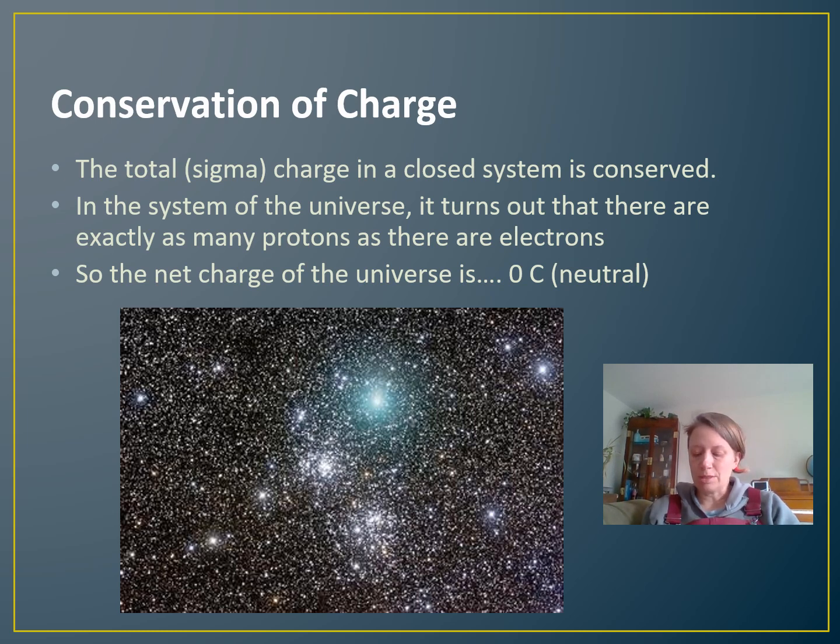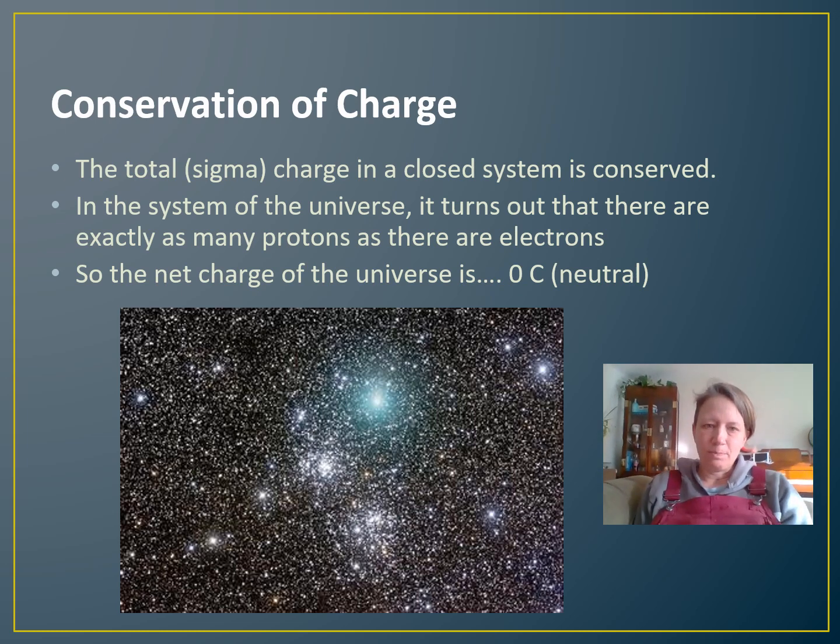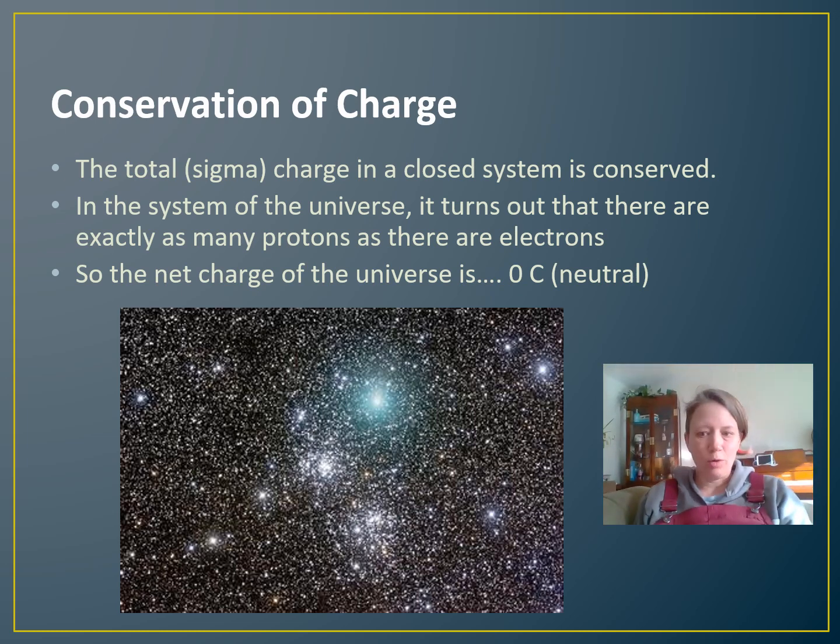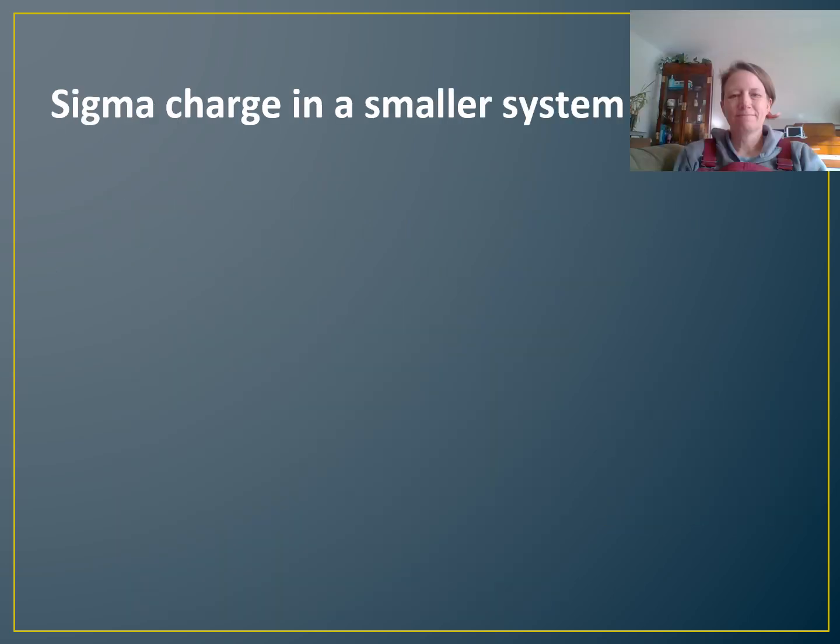Most closed systems that are smaller than the universe will also have a charge of 0. When you look around at all the things around you, like a chair or your pencil, it has protons and it has electrons, but it has the same number of each. So pretty much everything around us has a charge of 0 unless we've done something specific to it to allow charges to move on or off, which is the topic of the rest of this video.